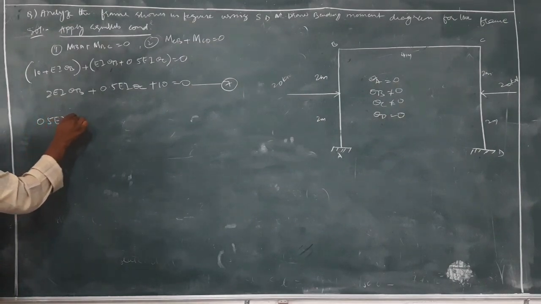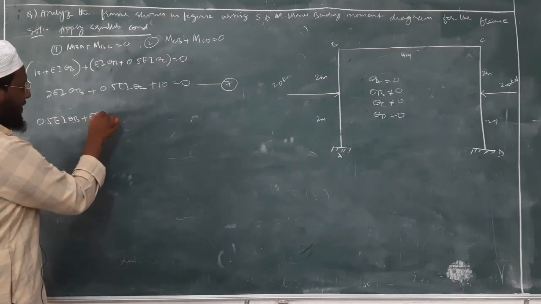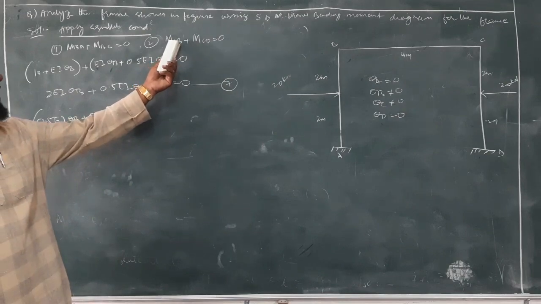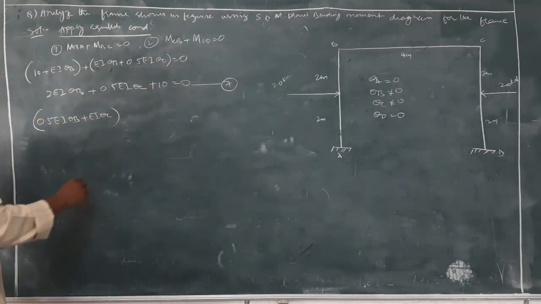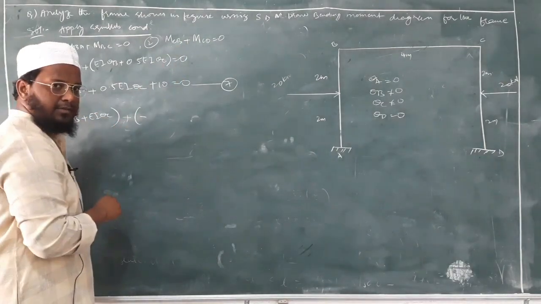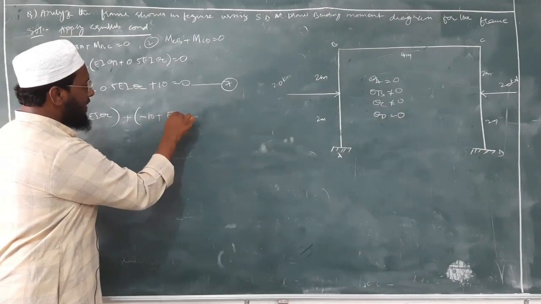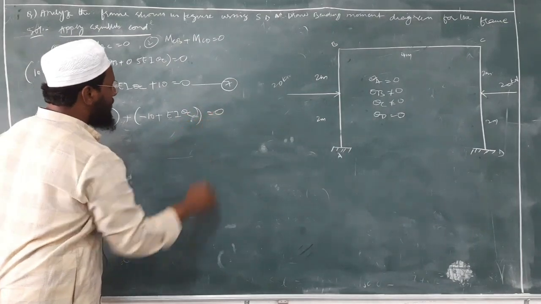0.5 EI theta B plus EI theta C. This is MCB, right? Next, what about MCD? What is the next one? MCD. So here we have plus, so plus, what is the equation? Minus 10 plus EI theta C, that's it, right, is equal to 0.